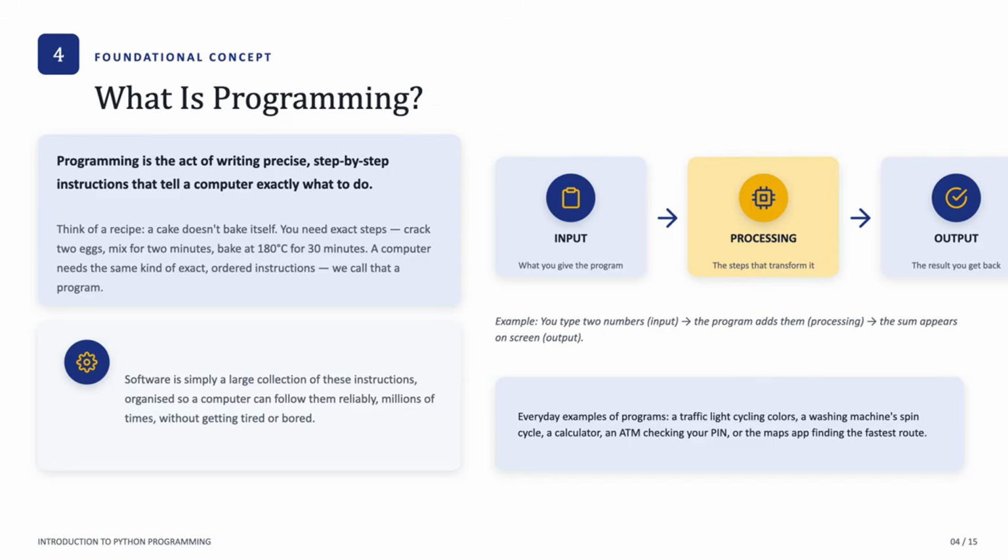Computers don't think like humans. They don't guess. They don't assume. They don't understand feelings. They simply follow instructions, and they follow them exactly in the order we write them.